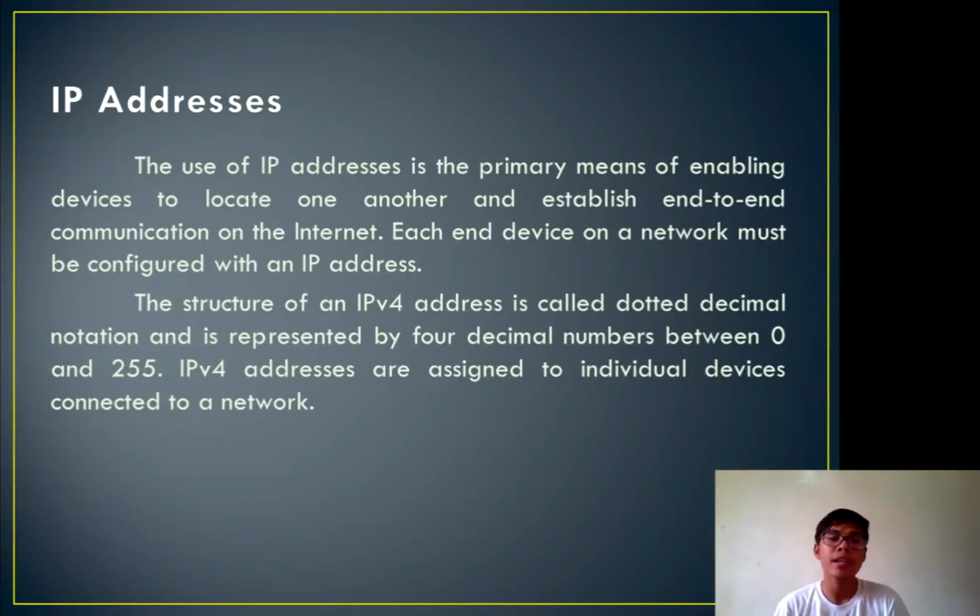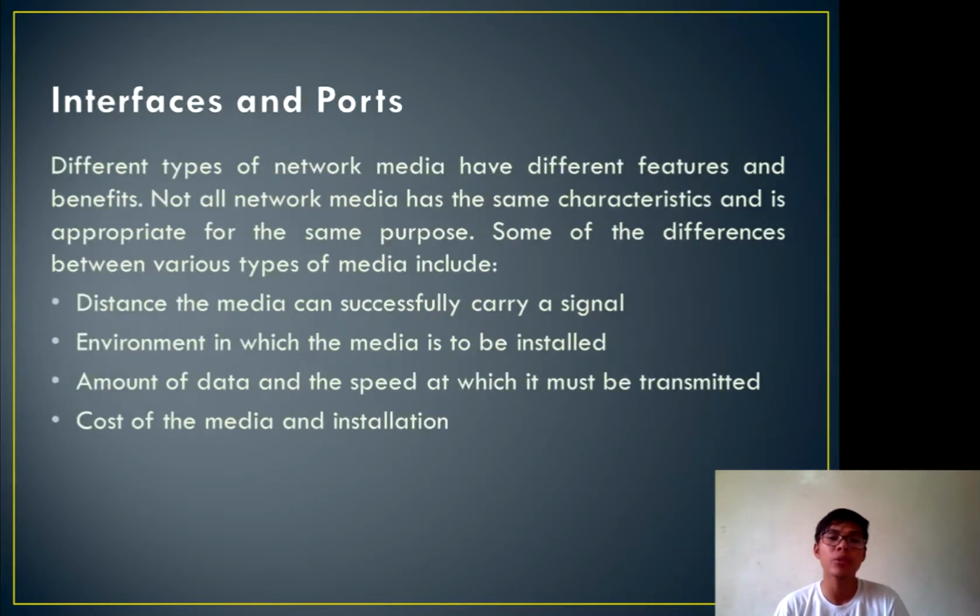IP addresses. The use of IP addresses is a primary means of enabling devices to locate one another and establish end-to-end communication on the internet. Each end device on the network must be configured with an IP address. The structure of an IPv4 address is called dotted decimal notation and is represented by 4 decimal numbers between 0 and 255. IPv4 addresses are assigned to individual devices connected to a network.